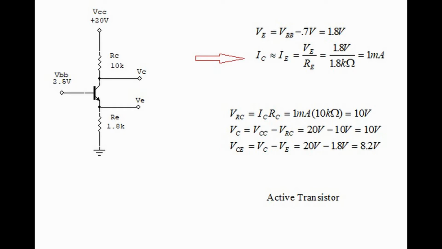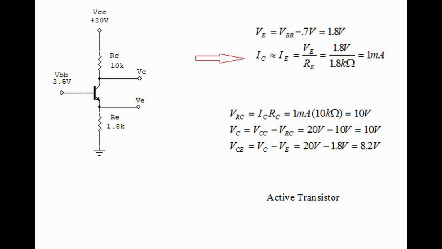We come now to a very important concept, and that is that we are going to agree that current through the collector is approximately equal to current through the emitter. The reason for that is that current through the emitter includes current from the base, which is so small, usually in the microamps, that we're just going to forget about it and say that current into the collector is equal to current through the emitter.